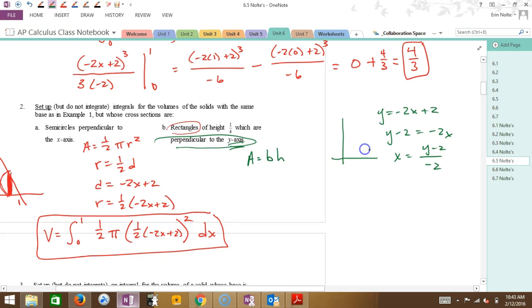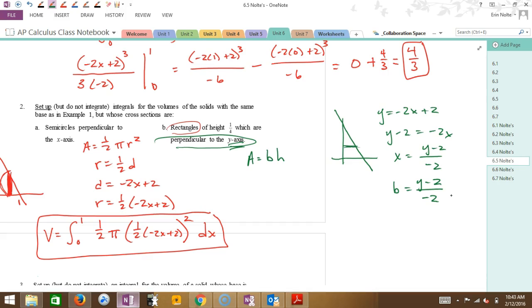It never erases when I want it to. Anyways, you guys see what I'm trying to draw? I'll just point. This length right here, that's my base. So what is the length of that base? I just found it. Same as x. y minus 2 over 2.